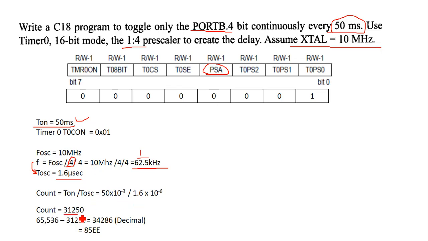gives the count 31,250. So we are using a 16 bit timer, so 2 raised to 16 comes 65,536. So 65,536 minus 31,250 comes 34,286. It is in decimal form. We want hex form: 85EE.